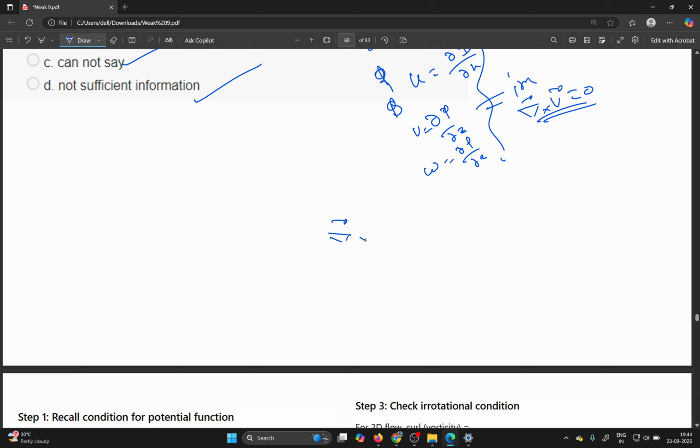Let me just show you the very basic things. The determinant with i, j, k, del by del x, del by del y, del by del z, and here u, v, w. So now you can write. In the case of 2 dimensions, you will restrict to this. Here I want to write.